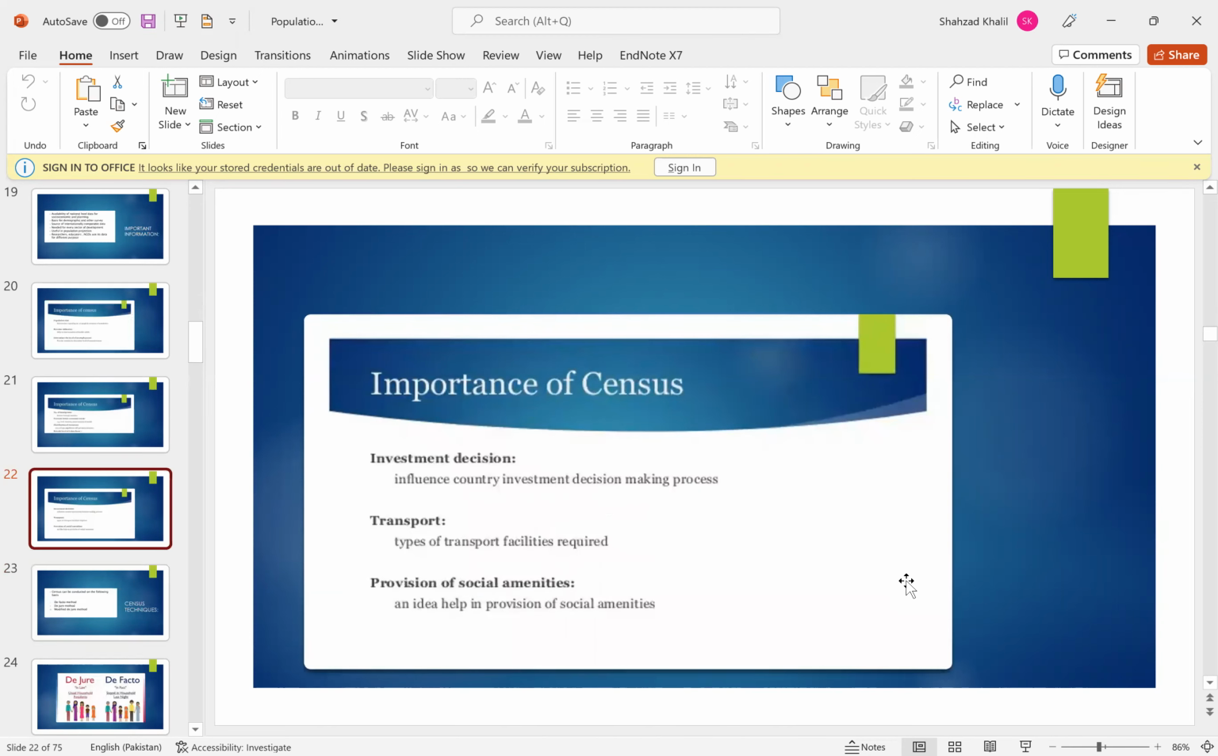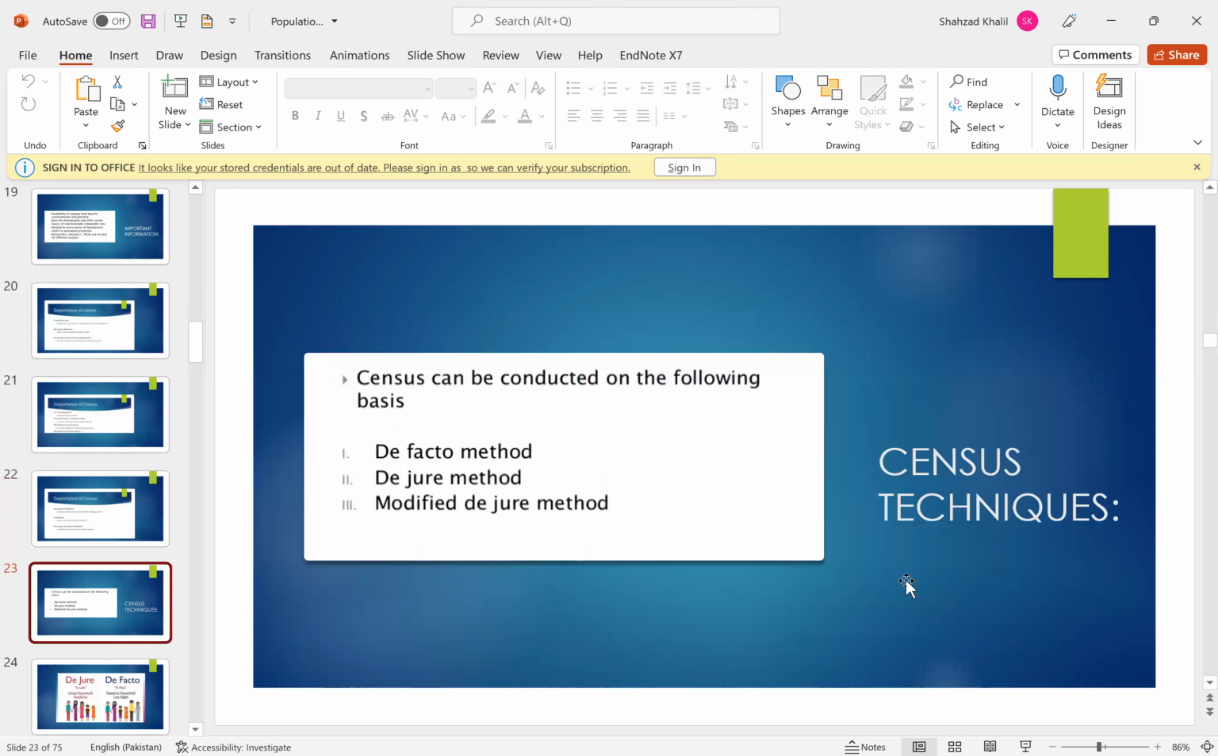Then the investment decisions influence countries' investment decisions. Then the transport, type of transport facilities required, provision of social amenities, and help in provision of social amenities, which are the facilities. So the census techniques, census can be conducted on the following basis.